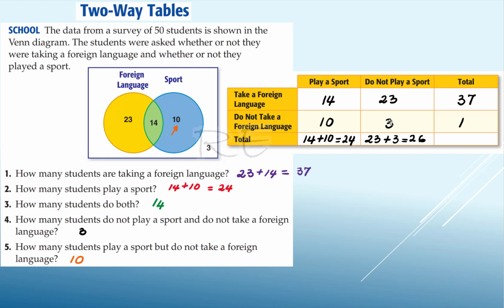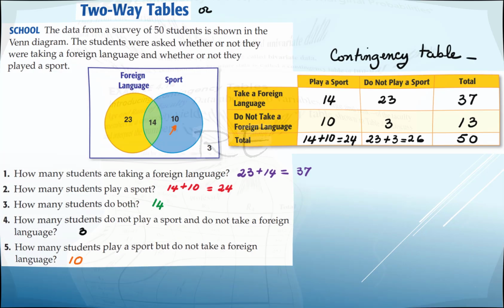The total for do not take a foreign language is 10 plus 3, which is 13. If you add the outside column, you get 50. You add the bottom row, you also get 50. And this is called a contingency table, which is a fancy name for a two-way table.